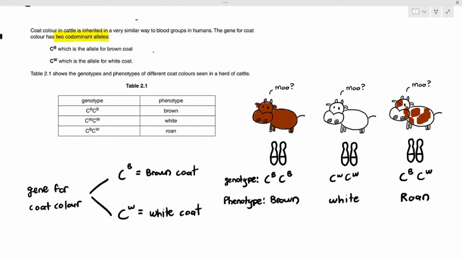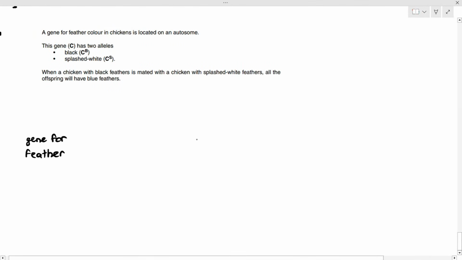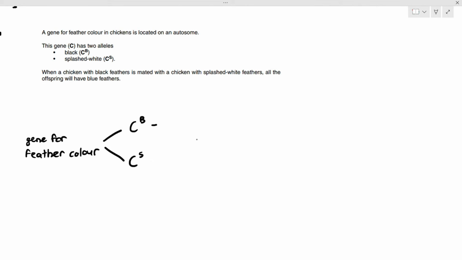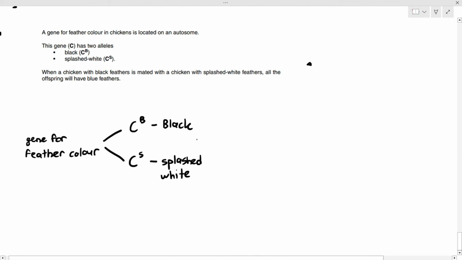Now, what I also want to show you is another type of example in A levels. This one is going to be a little bit confusing. A gene for feather color in chickens is located on an autosome. Do not worry about the meaning of the autosome. I will explain that much later. The gene has two alleles, where black is CB and splash white is CS. Just drawing out the chicken over here, and I'm drawing out its two chromosomes. On these chromosomes, for example, the lines represent the gene that affects the feather color.